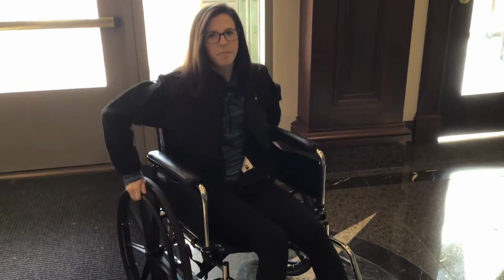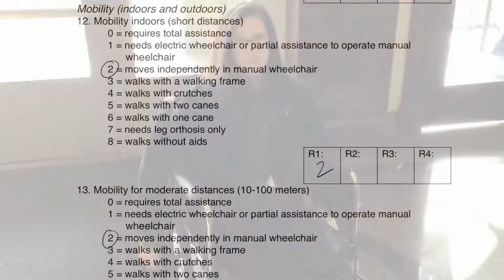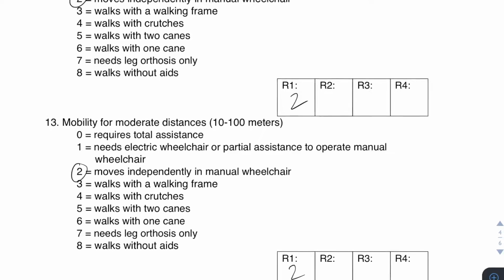All right, so as we just saw, Celia was able to make her way indoors using a wheelchair. And so we would grade that as using a wheelchair. And she was able to get about 100 meters as well. So we'd also grade that she's able to do that with her wheelchair. So both ratings receive a 2 as being able to move independently in a wheelchair.